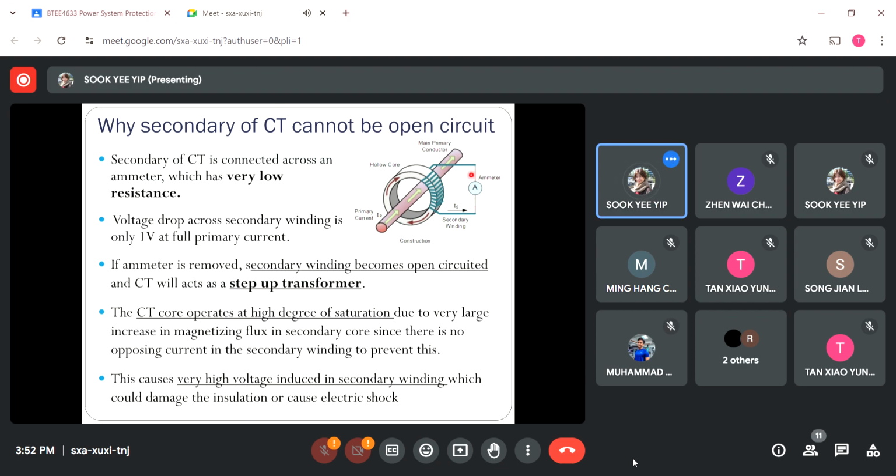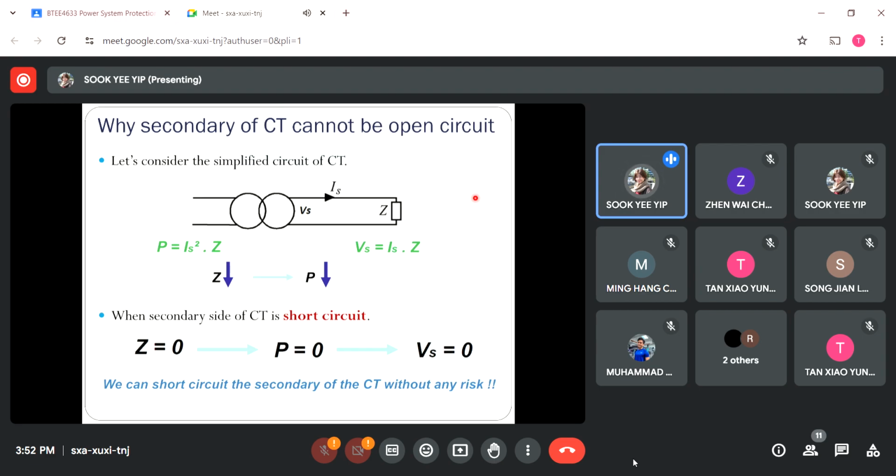So usually we will have a small burden loop connected at the secondary side. To further explain this, let's look into the simplified circuit for a current transformer.